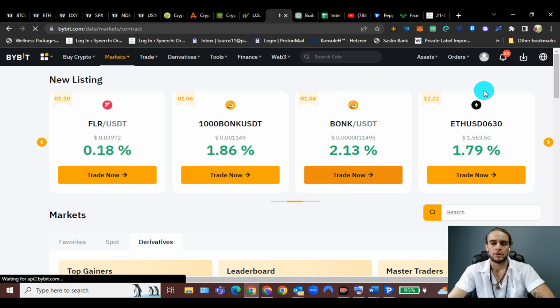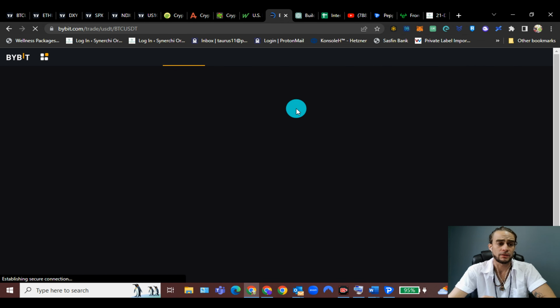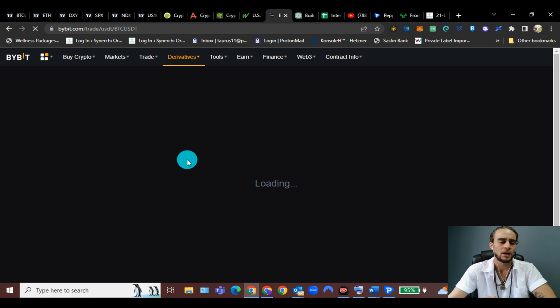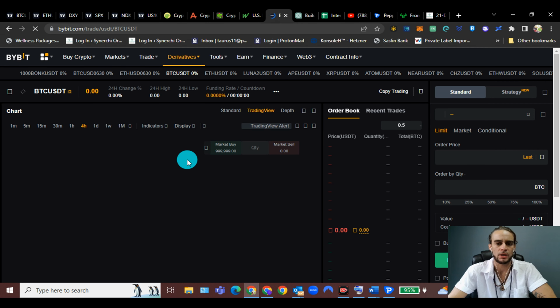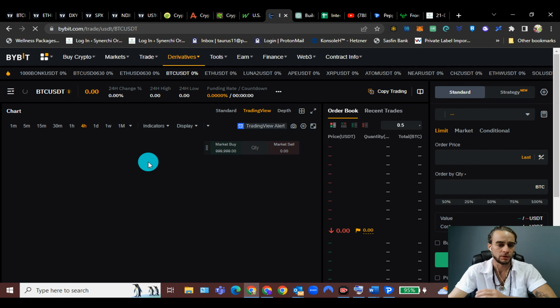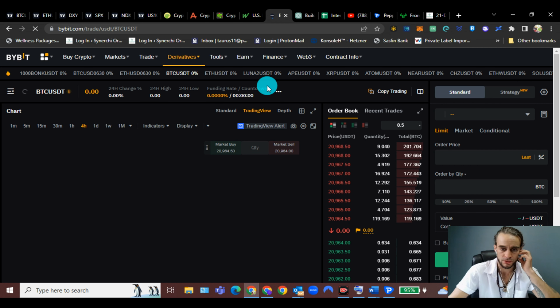Now, this is a very simple trading platform to use, and the cool thing about it is, honestly, it's my favorite platform to do derivatives trading, especially. Spot trading is quite easy. I do like Binance because Binance is simple, but this is very much like Binance, so this is very simple. So let's go and have a look here at what you have.